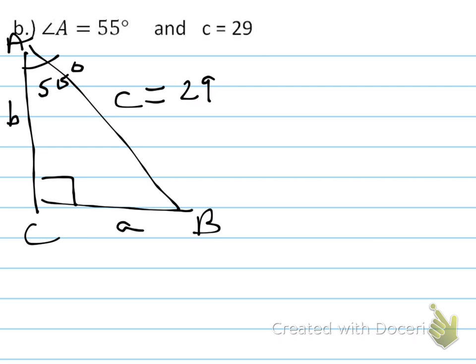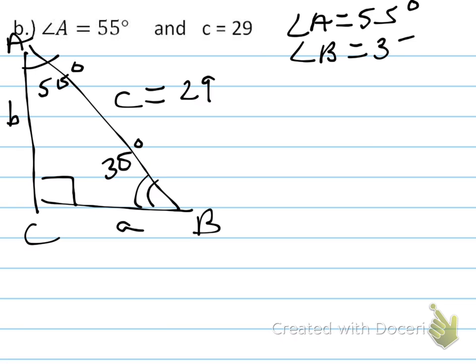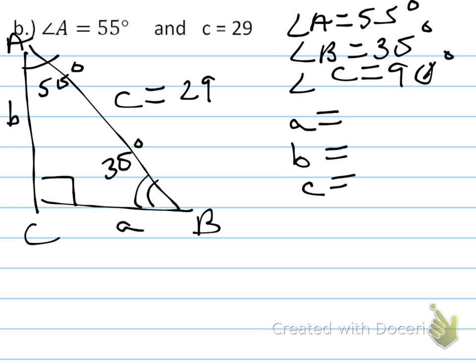Because of the Triangle Sum Theorem, angle B should then be 35 degrees. So I already know angle A is 55, angle B is 35, and angle C, of course, is our 90 degree angle. We still need to find side A and side B, but I know that side C is 29 because that was given to us.